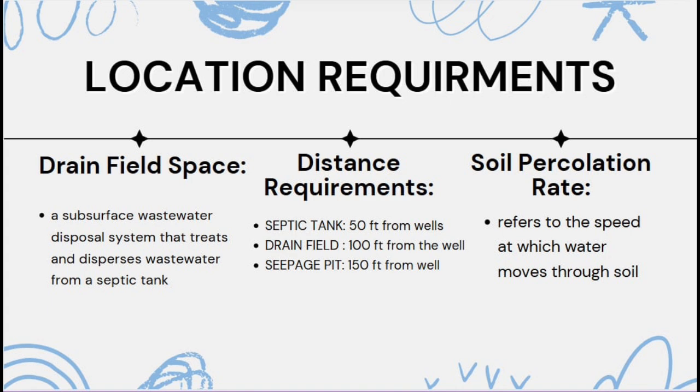Distance requirements to prevent contamination. A septic tank must be at least 50 feet or 15.2 meters away from water wells. Drain fields need to maintain at least 100 feet or 30.5 meters, and a seepage pit 150 feet from a well.